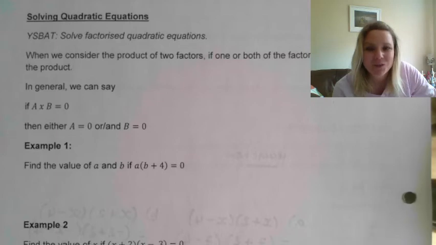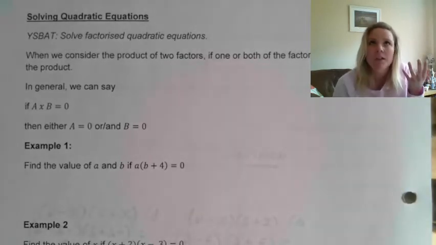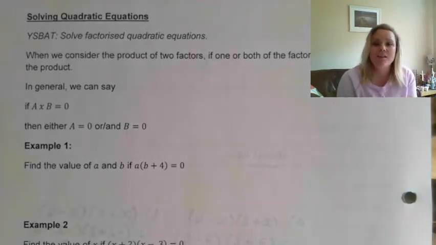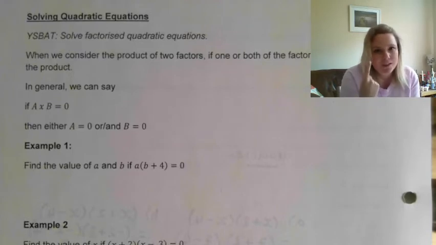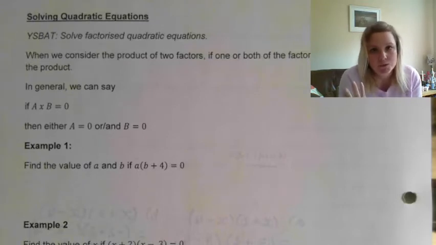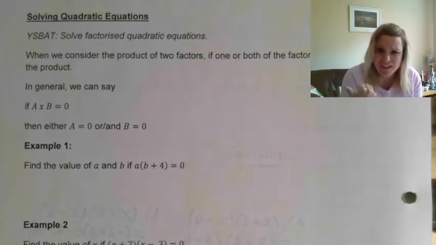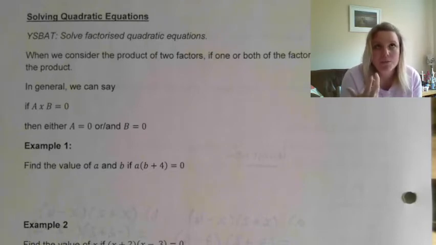Right, so the second part of today's work is to do with how, if you have two things that are multiplied together and your answer is 0, then at least one of those things has to be 0. Because think about it, if A multiplied by B gives you 0, then either A has to be 0 or B has to be 0. It's not possible for neither of them to be 0.